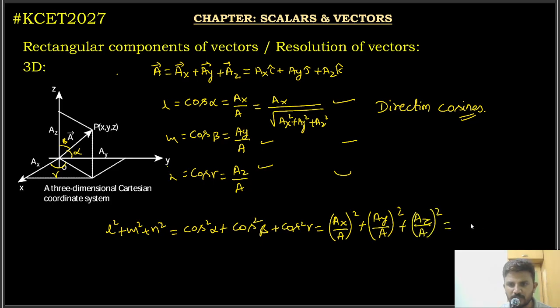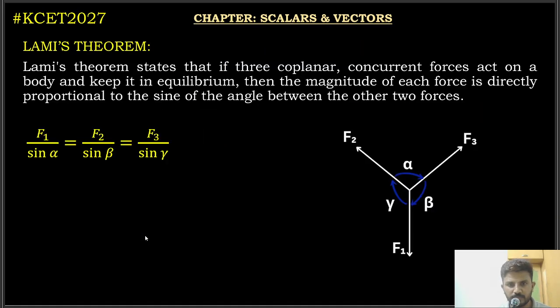So if we solve this, we will get ax square plus ay square plus az square divided by a square, that is equal to 1. That means the sum of the squares of the direction cosines is 1. Clear? Next we have Lami's theorem.